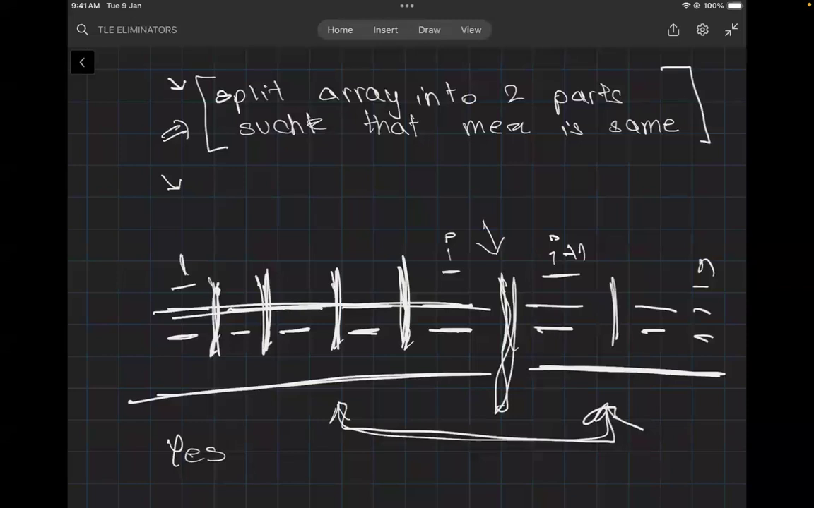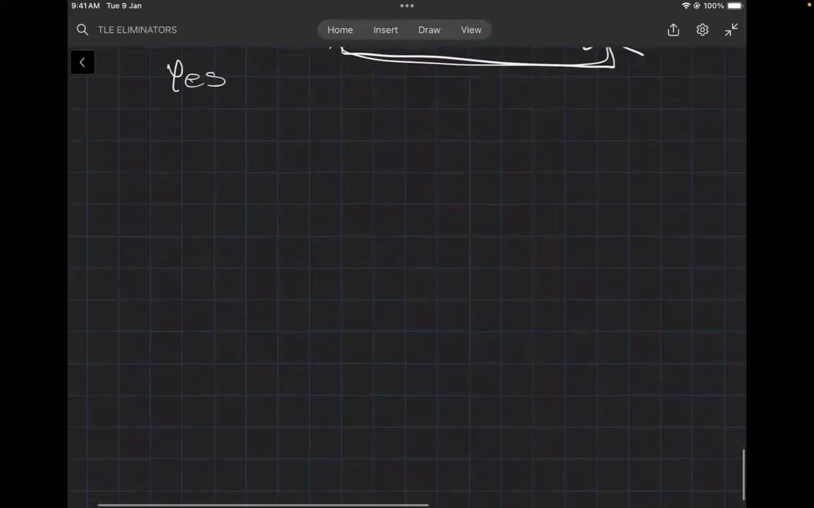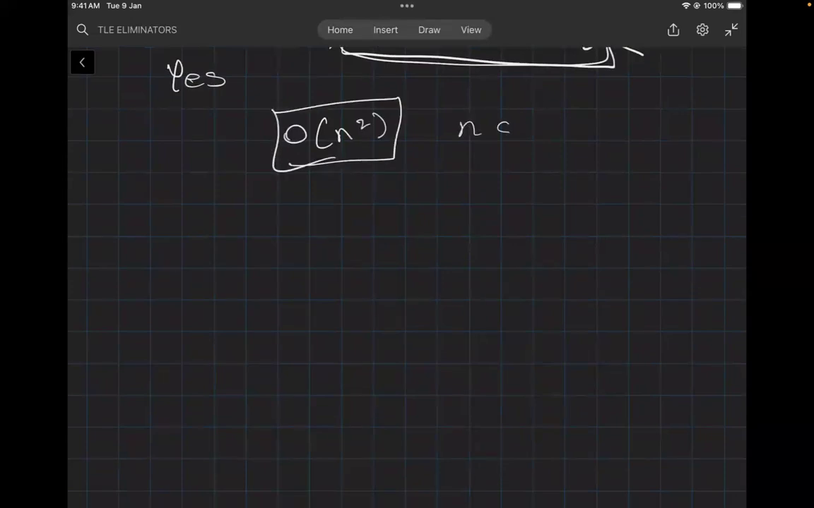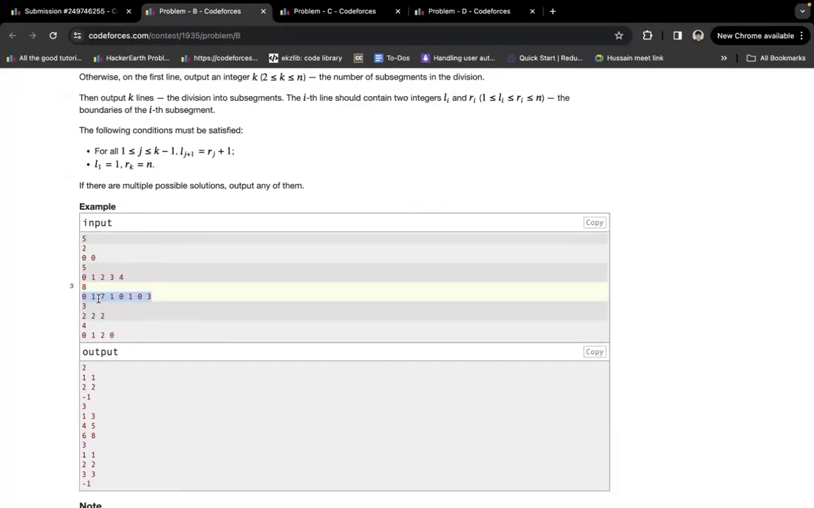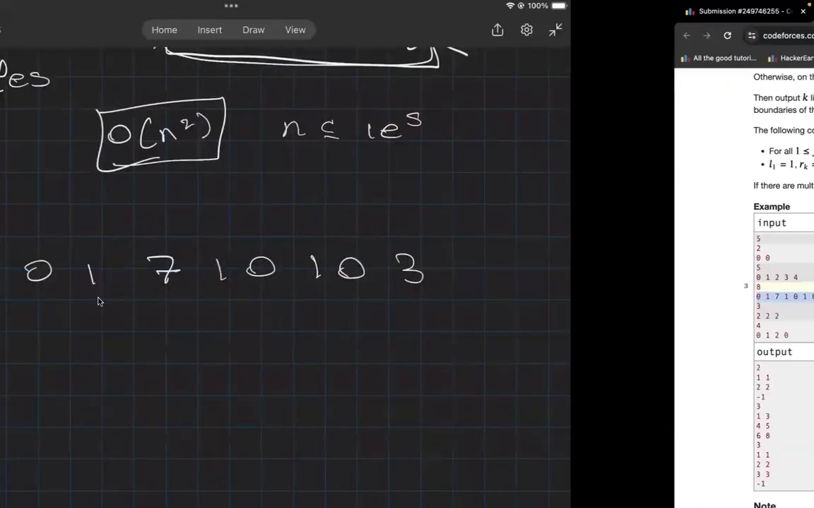Yes. Now, if this much is clear, how to do this efficiently? We can do this in O of n square or whatever, right? But this won't pass because n is less than or equal to 1e5. So how to do this efficiently? The idea is very simple. Let's say what was my array? It was 0, 1, 7, 1, 0, 1, 0, 3.